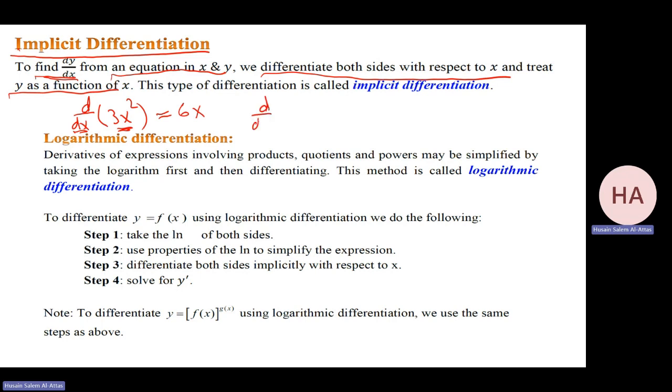However, if I want to do d over dx of 3y squared, I want to do the derivative of y in terms of x. So I'll do the chain rule. That will be 6y times the derivative of the thing inside, which is y prime. Then we just solve for y prime.